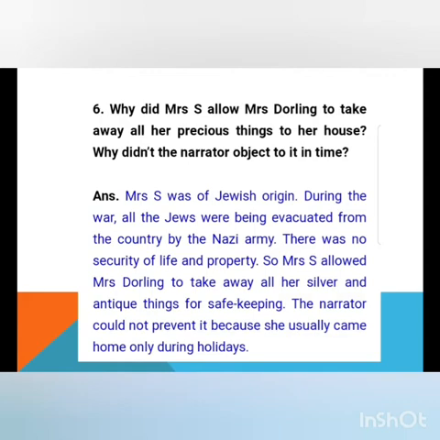So Mrs. S allowed Mrs. Darling to take away all her silver and antique things for safekeeping. Mrs. Darling was actually taking it for granted. But the narrator's mother was a kind hearted woman, so she did not have any problem in that. She thought that Mrs. Darling would keep everything safely. The narrator could not prevent it because she usually came home only during holidays. Hence, she was not really able to resist these things.